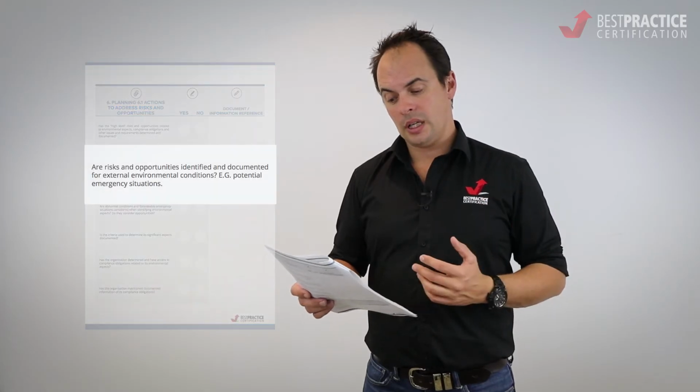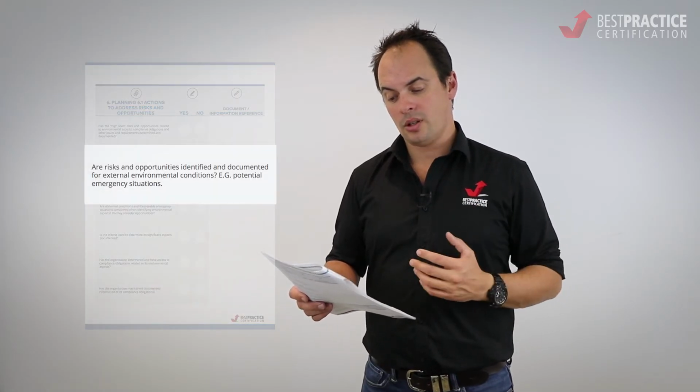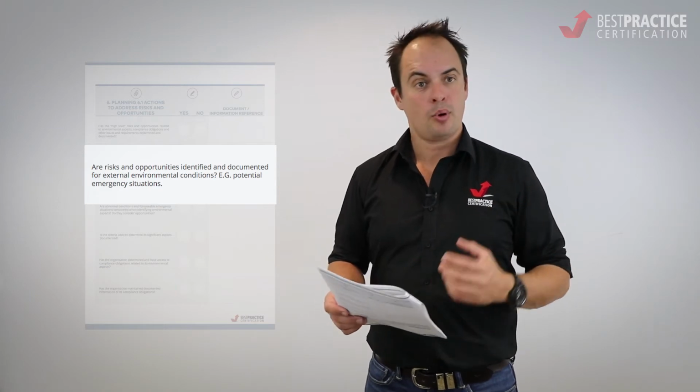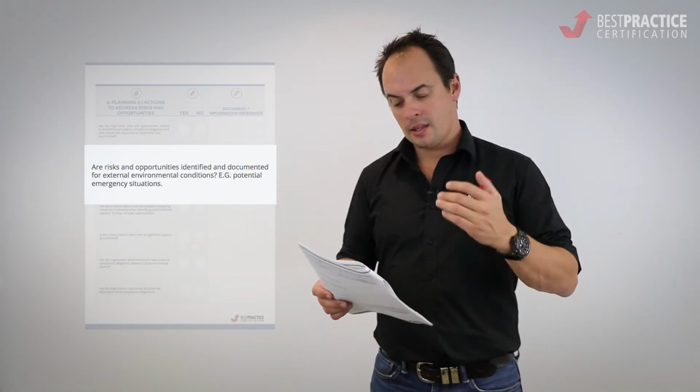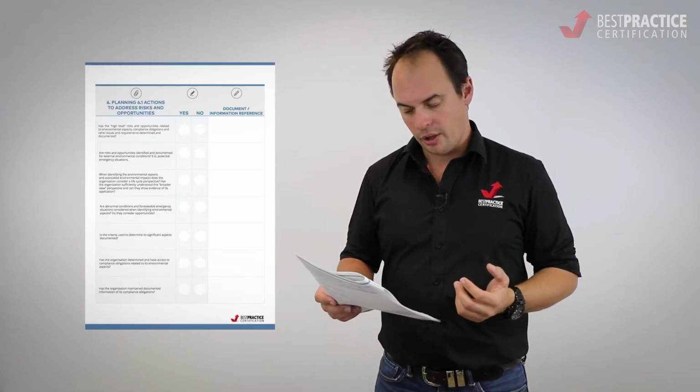Are risks and opportunities identified and documented for external environmental conditions, for example, potential emergencies? And this is about your emergency preparedness. What things could potentially go wrong, and starting to brainstorm and flesh out all those possible things, start putting some risk priorities against those, and rank them so that you can look at the more important issues that are more of a priority.